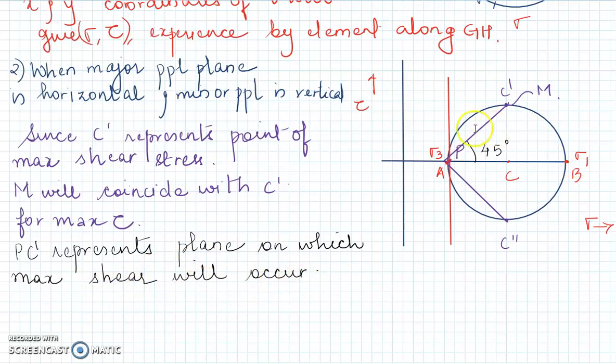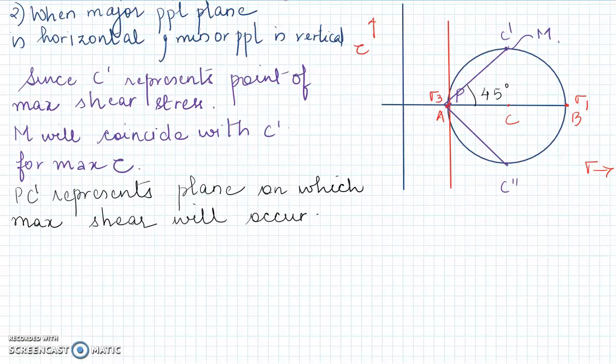Why do I say that? Because this C dash or M has the point by coordinate maximum value of tau. Correct? What will be PC dash, C double dash? C double dash is the point where maximum negative shear is going to occur. And from the geometry, you know what will be this angle CPC? It will be 45 degrees, right? Now we all know that the maximum shear stress will occur on the plane PC dash or PN. And why? Because this point has got the maximum y coordinate, right?